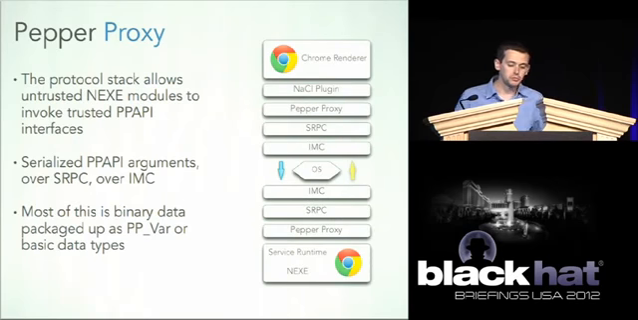So the Pepper proxy protocol stack is kind of interesting. Because I'm terrible at explaining this, I made a pretty picture. Up top, we have the trusted Chrome renderer, and the native client plugin lives inside of it. The native client plugin implements the Pepper proxy, and then the Pepper proxy talks over the SRPC and IMC protocols. I'm going to get into those, but they go down through the operating system and come back up the untrusted side of the stack, through IMC, through SRPC, through the Pepper proxy on the untrusted side, and then finally through the service runtime and the untrusted Nexi module. And the data that gets pushed over those is serialized as a data structure called ppvar.